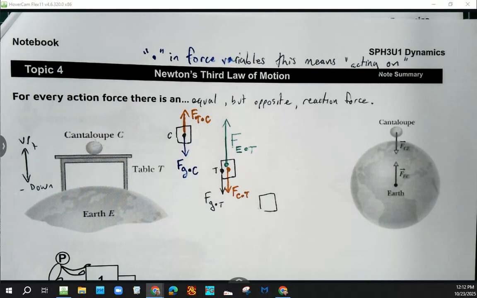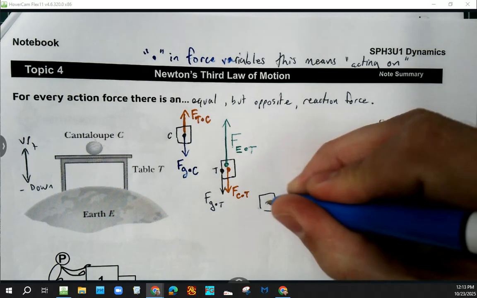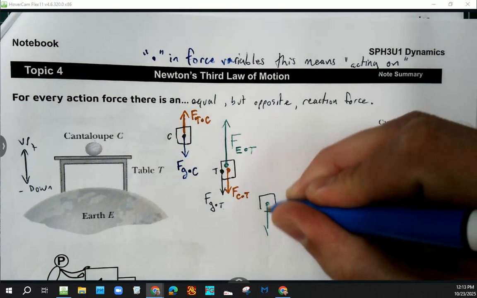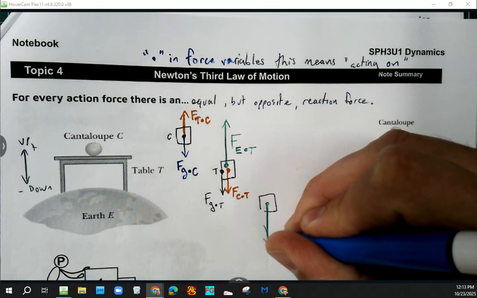Now, if there's a force of earth on the table, what also has to be there according to Newton's third law? Imad, what do you got? What's that? No, forget about the cantaloupe. Yeah. Table acting on the earth. Turns out that that table presses down on the earth. Oh, I should make it the same size, because the rule is equal and opposite, right?